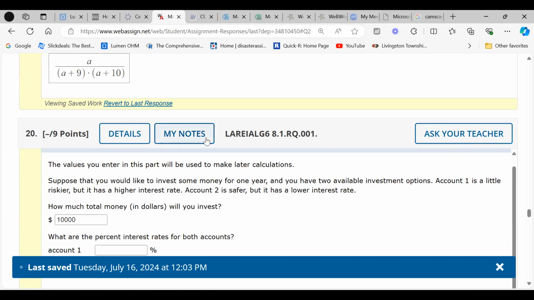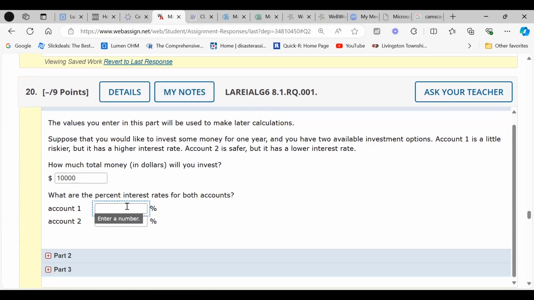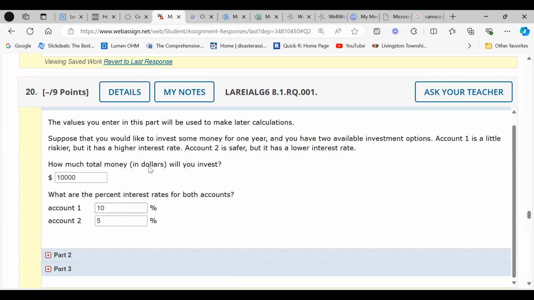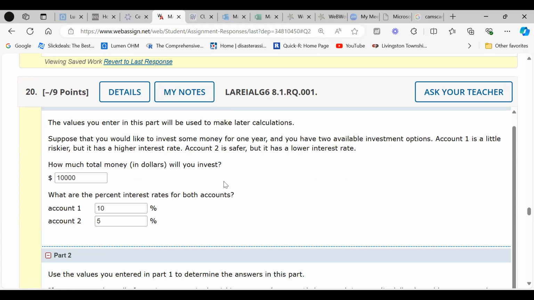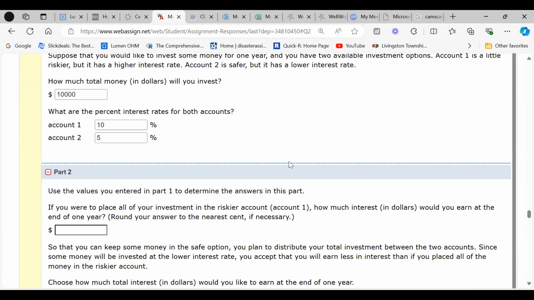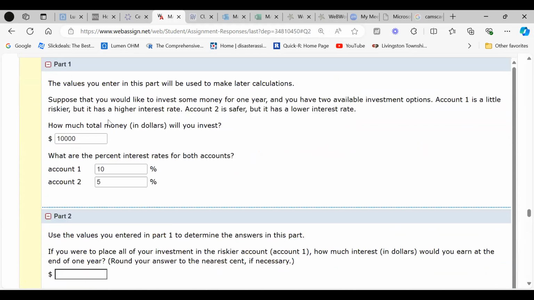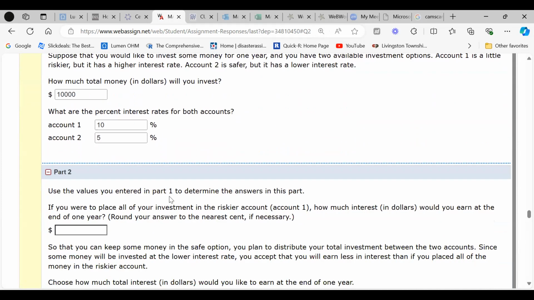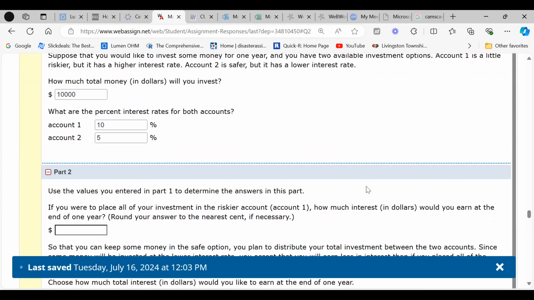Account one is a little riskier and has a higher interest rate, so let's say 10% interest, right? It's riskier, meaning you have more chance of losing money, but a high interest rate. And account two is safer and has a lower interest rate, let's say 5%, right? So that's a predetermined factor. Matter of fact, we can use any number you like, but for this question, let's do it this way.